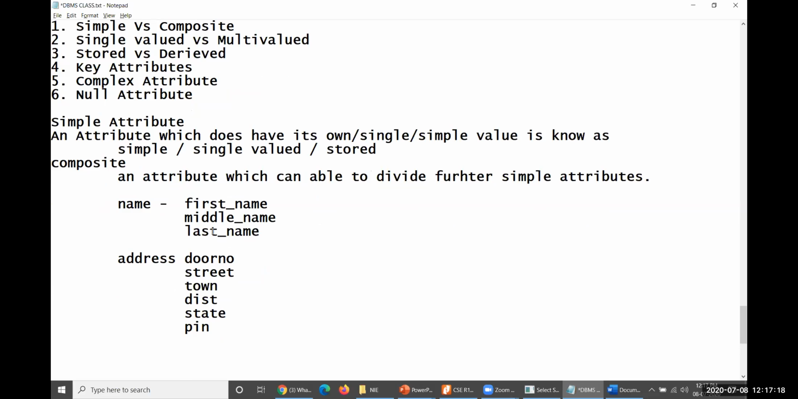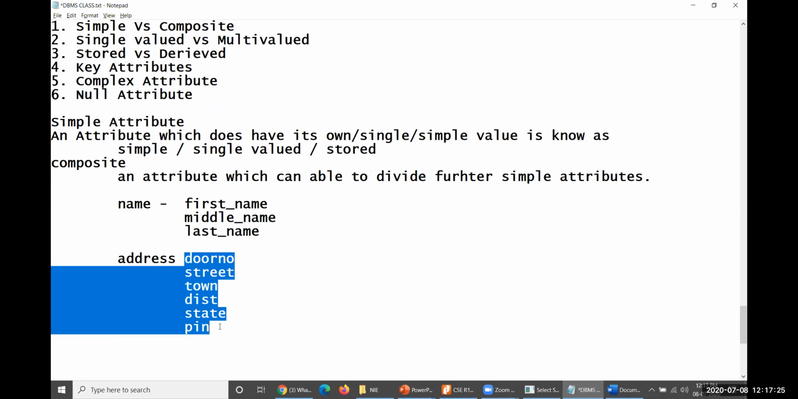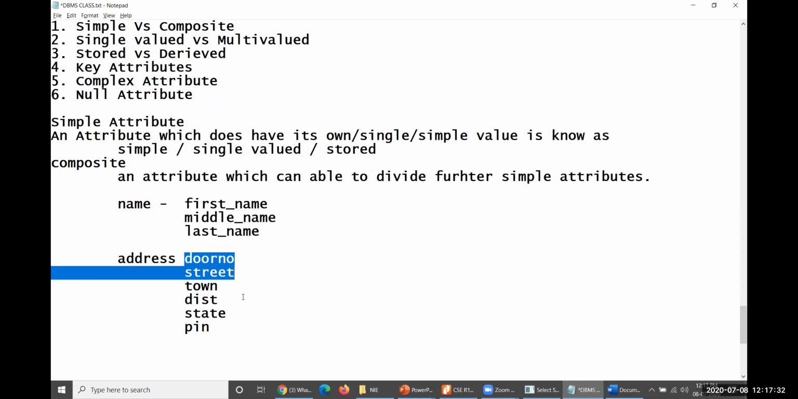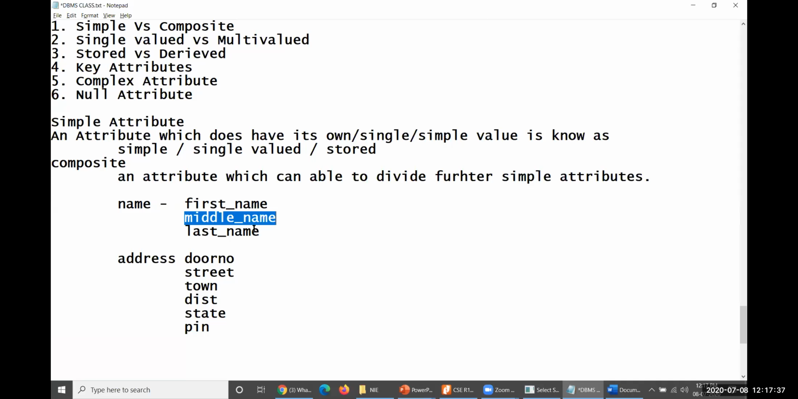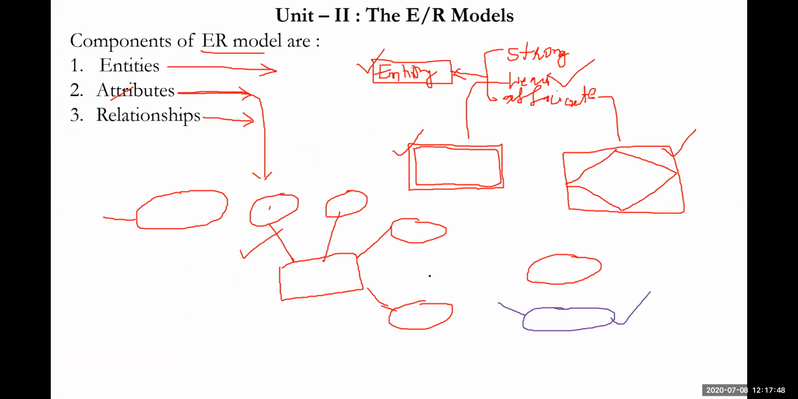If you consider address, it can be divided into many pieces, and each piece will be different. Here also, name will be first name, middle name and last name. Every piece will be a different value. Such attributes with different values are called composite attributes, and these composite attributes will be represented like this.